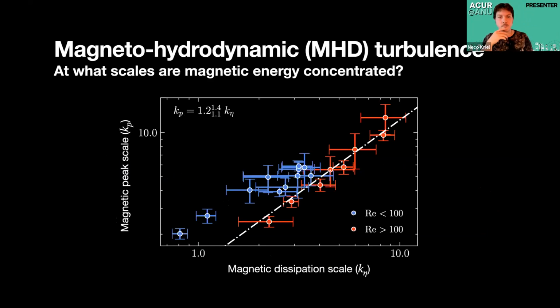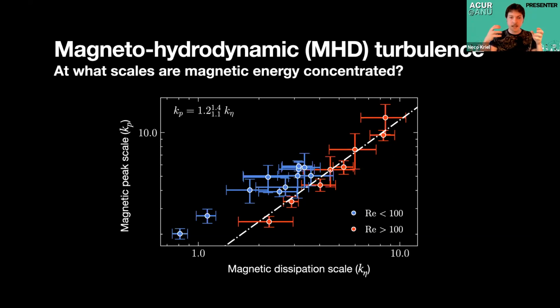And one of the key results of my work is that we show that there's this dichotomy taking place. When the velocity field is not turbulent, when the Reynolds number of the flow is incredibly low, we observe that the plasma behaves very differently from when it is sufficiently turbulent. When it's sufficiently turbulent, we find that the peak scale depends upon the dissipation scale.